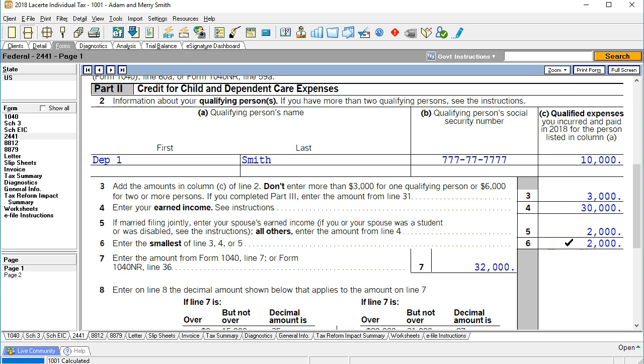Line 6 then takes the lower of these three numbers, the limit of 3,000, which is just a dollar limitation. That dollar limitation being higher than the earned income of one of the spouses, and therefore being limited to the earned income of one of the spouses.